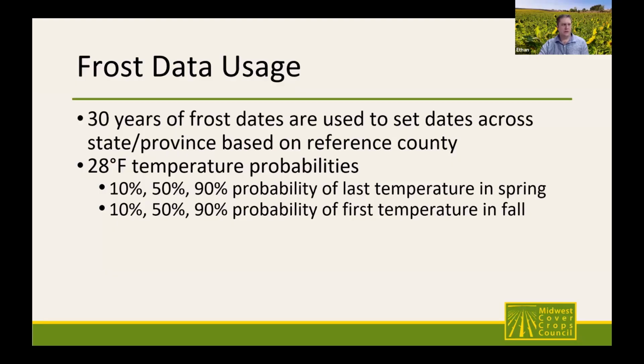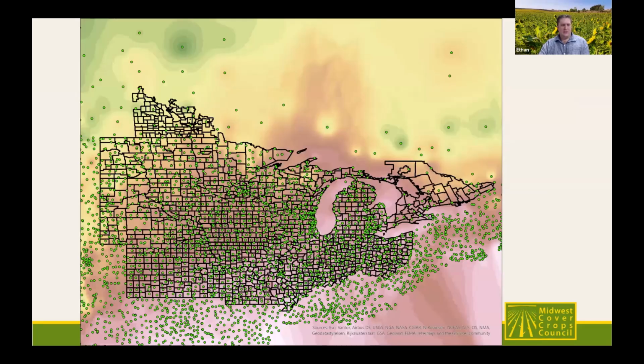The data we use to set those dates is the 28-degree temperature probabilities. So we look at the 10%, 50%, and 90% probability of the last 28-degree temperatures in the spring, and the 10, 50, and 90% probability of the first 28-degree temperatures in the fall. So we utilize data from many weather stations across our whole Midwest region and ones outside of our region, so we don't have drastic drop-offs on the edge there.